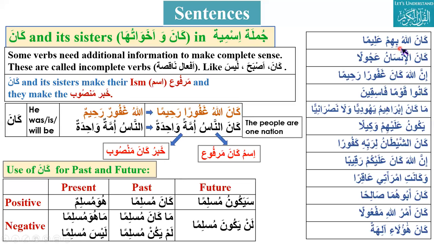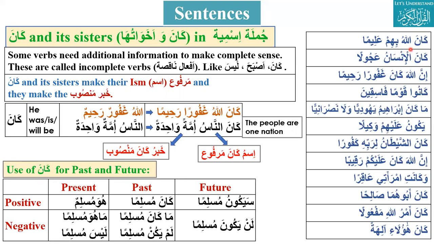What is mubtada? Allah is mubtada. And what about khabar and the other part? Khabar is alimun. And what about bihim? Bihim is jar majroor, mutaalliq bil khabar. Now you put kana on that. So what happened? It will make the khabar mansoob. So ismu kana is Allah, and khabru kana is mansoob, aliman. So can you please translate it?